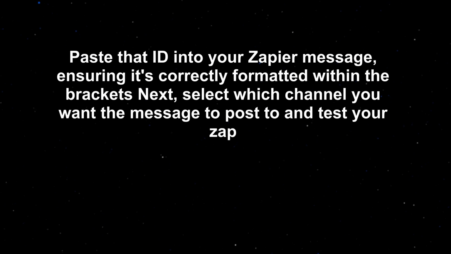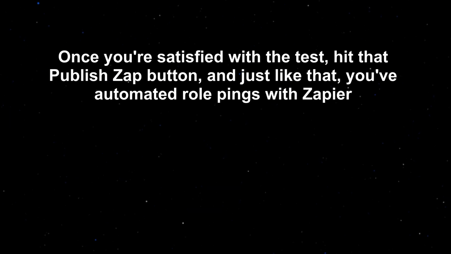Next, select which channel you want the message to post to and test your Zap. Once you're satisfied with the test, hit that Publish Zap button. And just like that, you've automated role pings with Zapier.